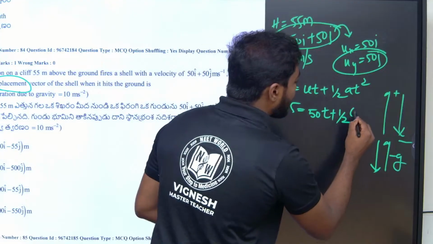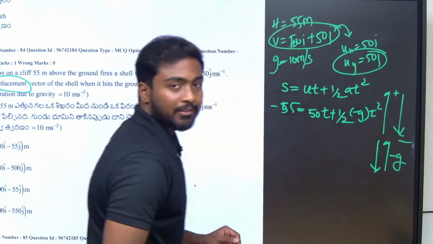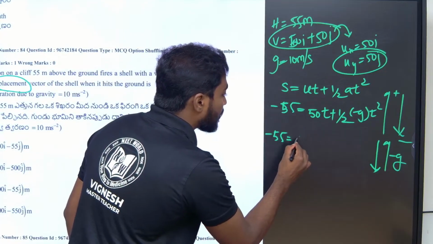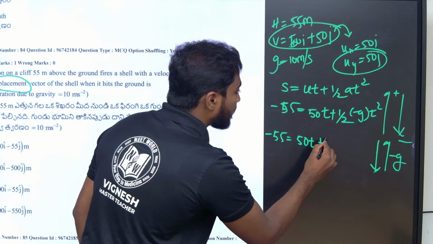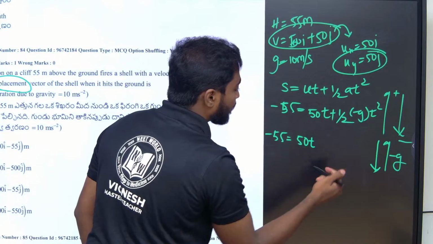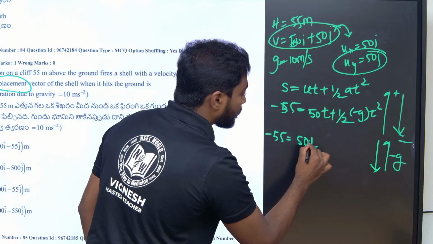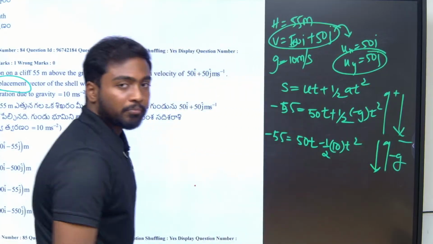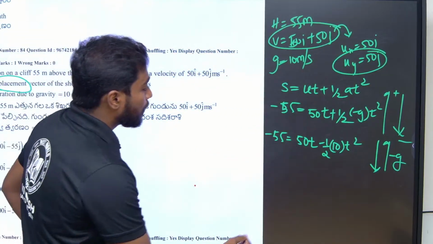So minus g into t square, that is minus 10. So minus 55 is equal to 50t, and now it is minus, right? Minus 1 by 2 into 10 t square. I need to find t here first. Let me find it here.